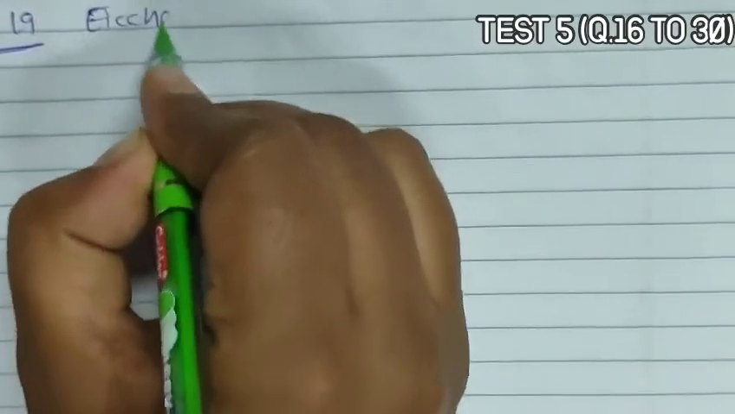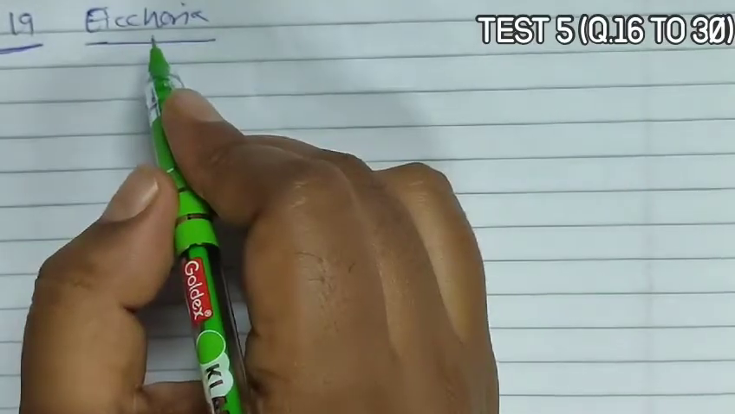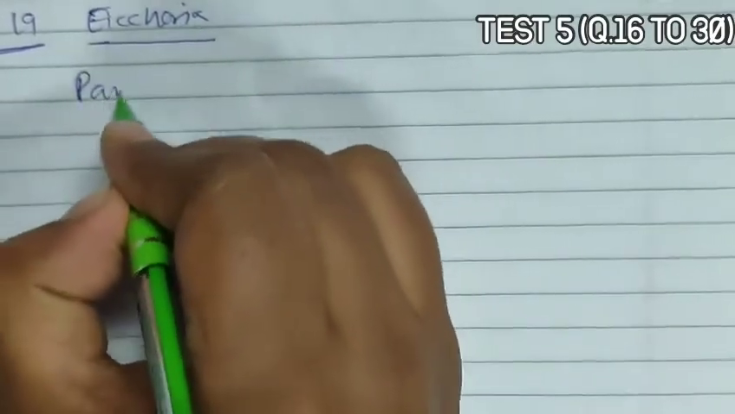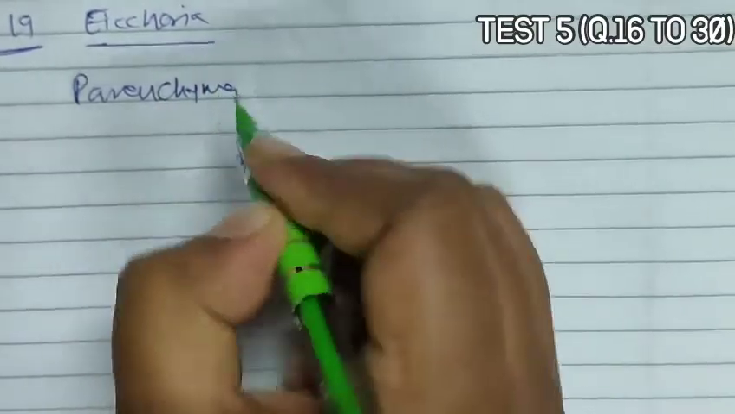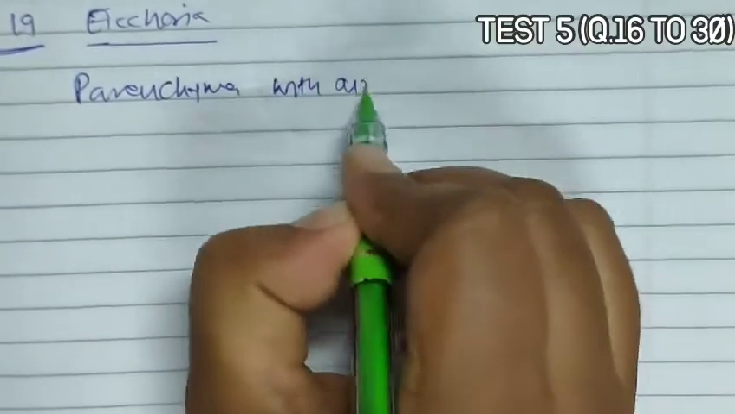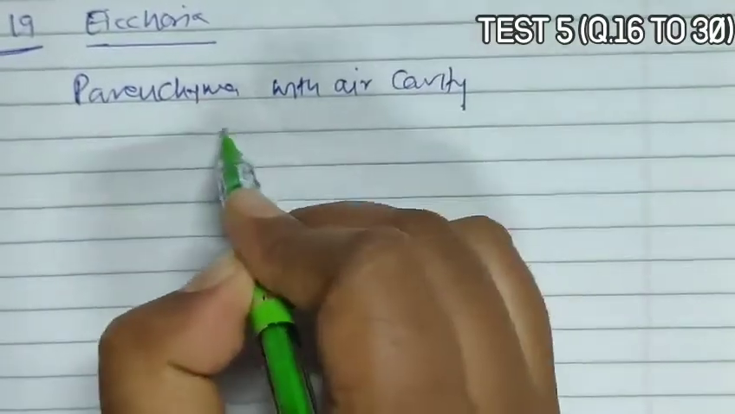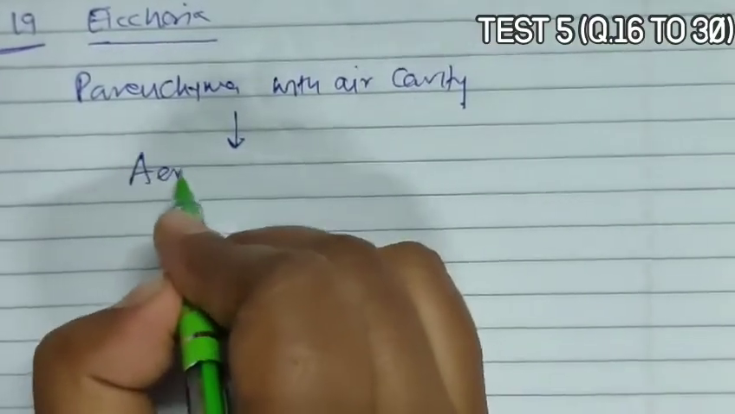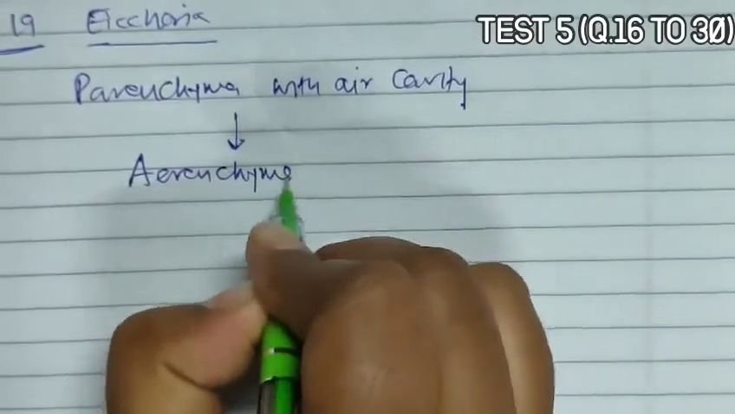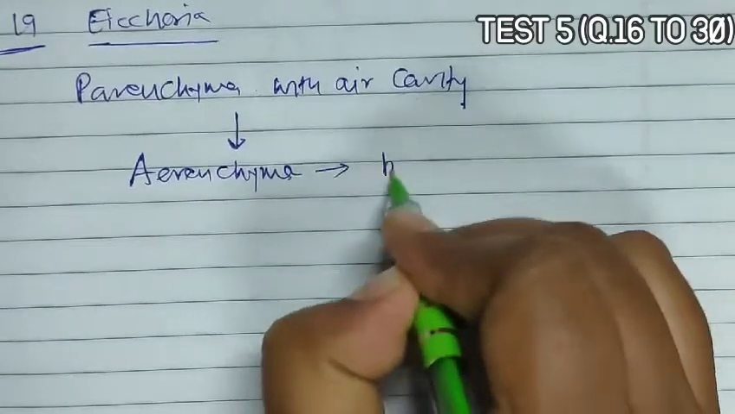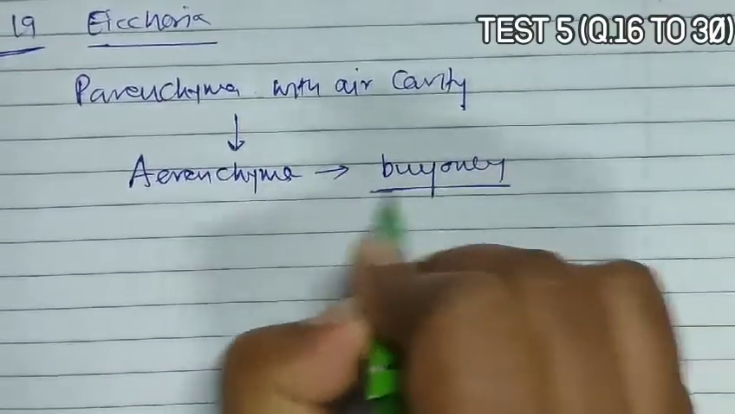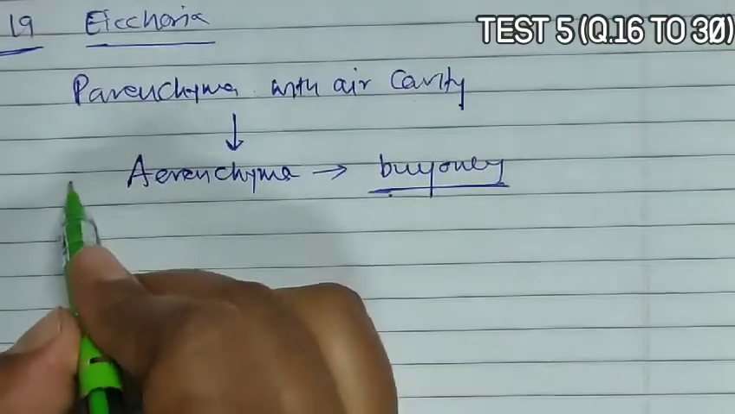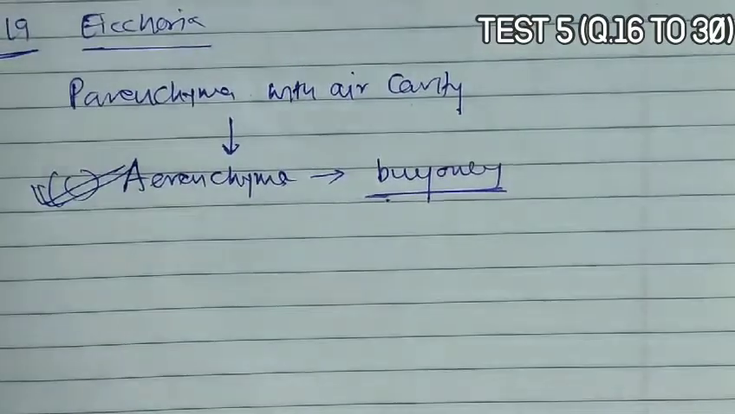Next is question 19. It asks that in Eichhornia, parenchyma develops air spaces, such parenchyma with air cavity. This type of parenchyma is known as aerenchyma, and it provides buoyancy, that is a floating characteristic, to several plants. So C is the correct answer.